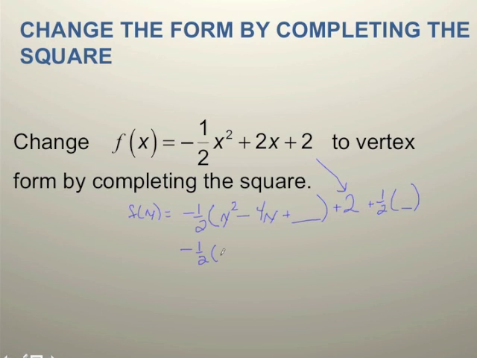Negative 1/2 times the quantity x minus half of 4, which is 2, squared. And 2 squared is 4, adding 4 to both sides. 1/2 times 4 is 2, plus 2. This will be plus 4. And my vertex is at 2, 4. That would be the vertex of this parabola.